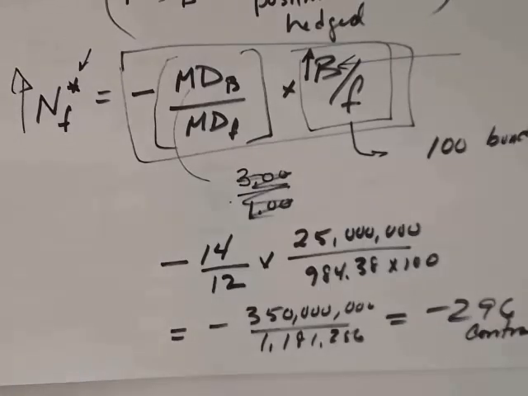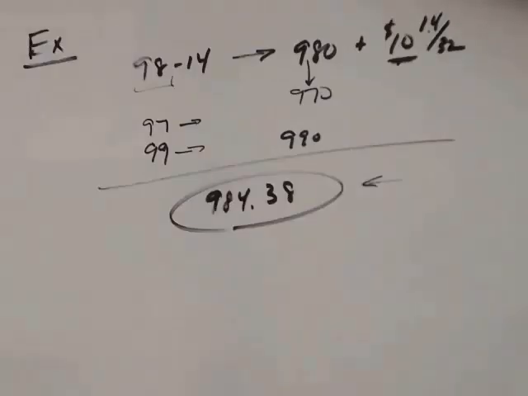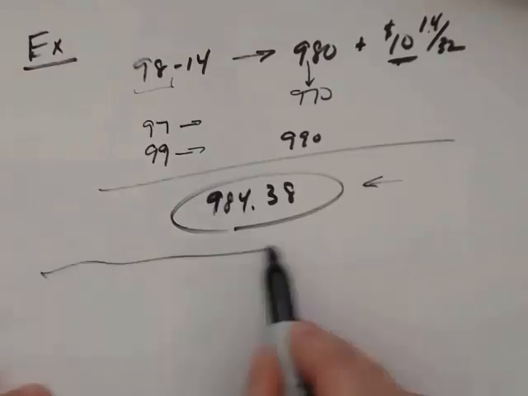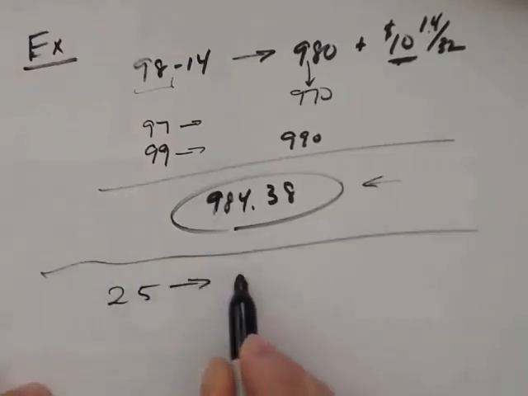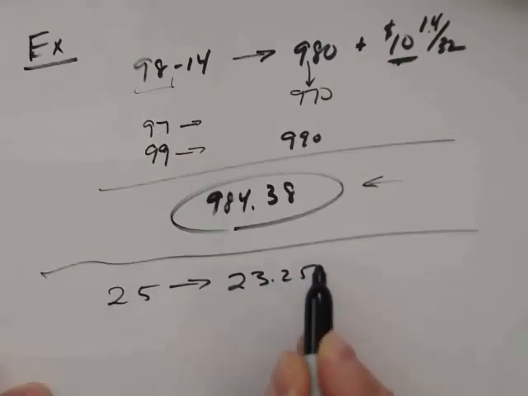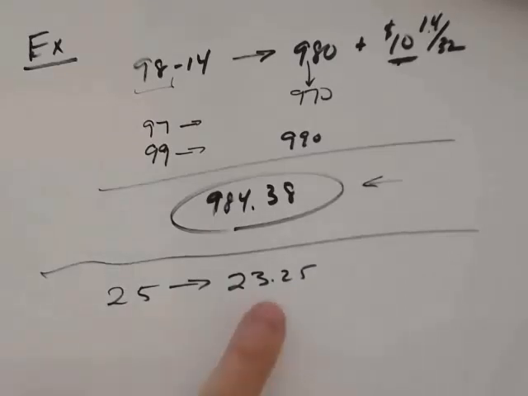Okay, part B asks, now suppose interest rates rise 50 basis points and your bond portfolio drops to 23.25 million for a loss of 1.75. So remember, we started off with a $25 million portfolio. Now it's worth 23.25. Why? Because interest rates rose, and when you own a portfolio of bonds and interest rates rise, you expect the value of the bond portfolio to drop.